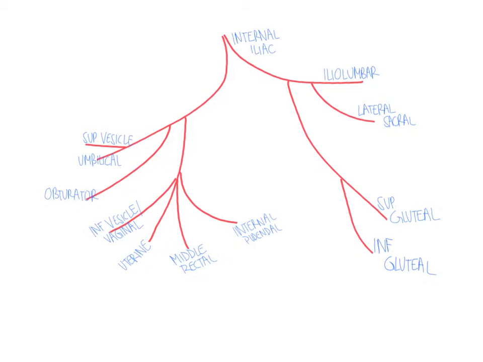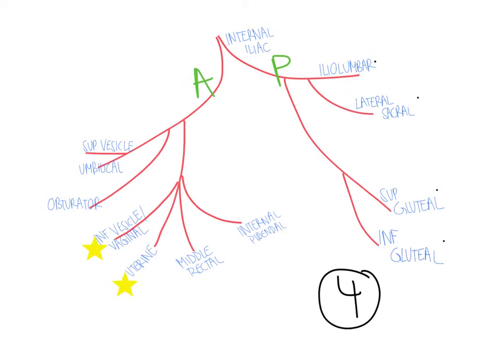The internal iliac artery can be divided into an anterior and posterior division. The posterior division generally has four branches. These include iliolumbar, lateral sacral, superior gluteal, and inferior gluteal. The anterior branch has either 8 branches in females or 7 branches in males. The yellow stars indicate which branches are different according to gender.